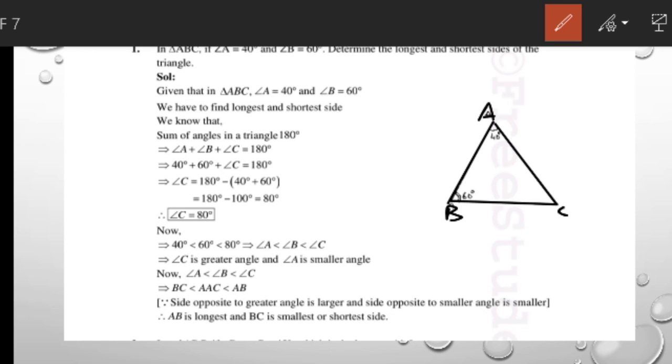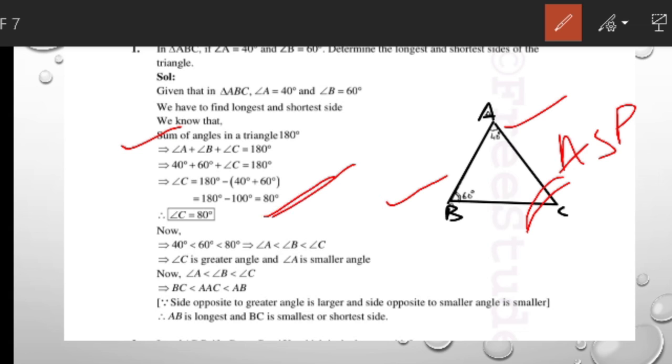If angle A is 40 and angle B is 60, we can easily find angle C by the angle sum property, ASP. Here we have used that the sum of angles in a triangle is 180. So angle A plus angle B plus angle C is 180. Subtracting 100 from 180 we get 80. So our angle C is 80.